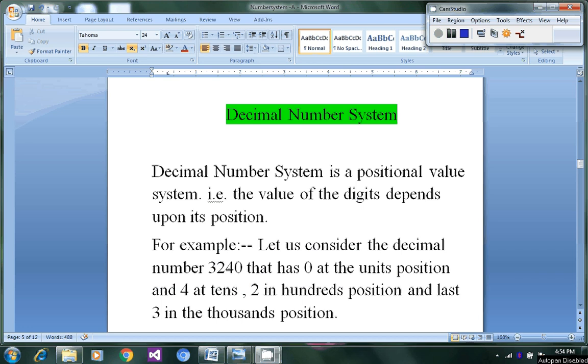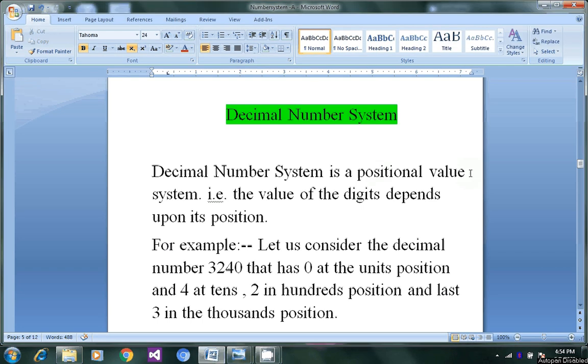Hello students, in the previous video we discussed the number system. Today in this video we are going to discuss the decimal number system, which we use in our day-to-day life. The decimal number system has base 10 as it uses 10 digit values from 0 to 9. The decimal number system is a positional value system.